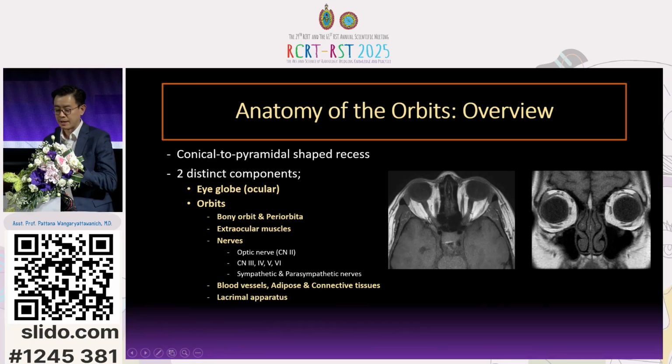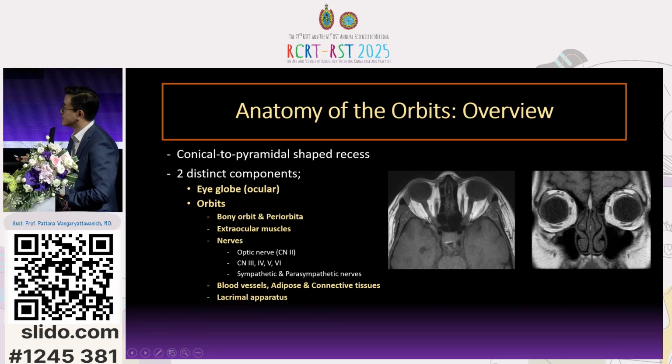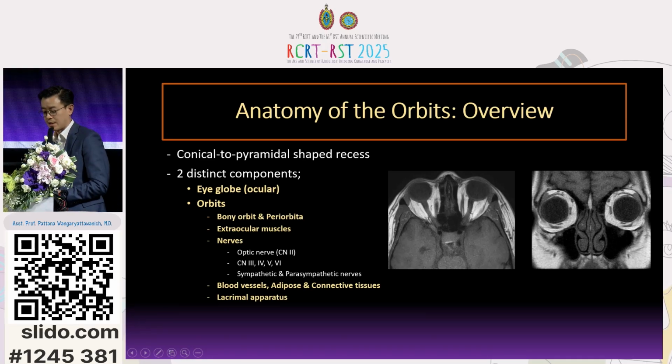So, overview of the orbit. The orbit is a conical to pyramidal shaped recess located in the face, and it contains a lot of soft tissue or structural components that are responsible for visual function of our body. It can be divided into two distinct soft tissue components. The first one is the eye globe, also known as the ocular structure.